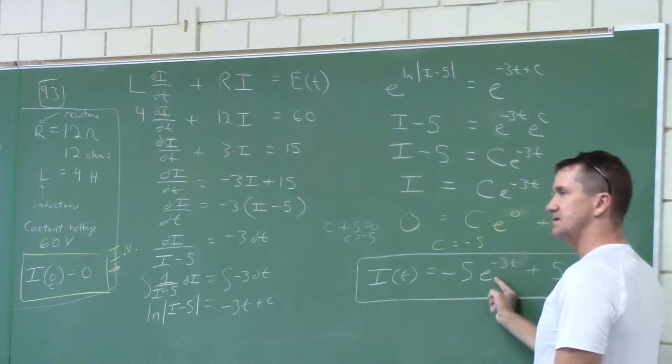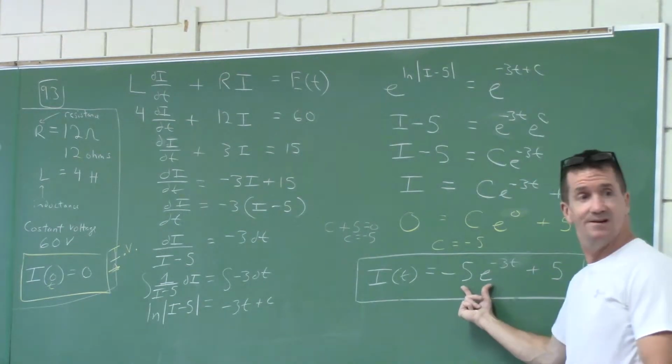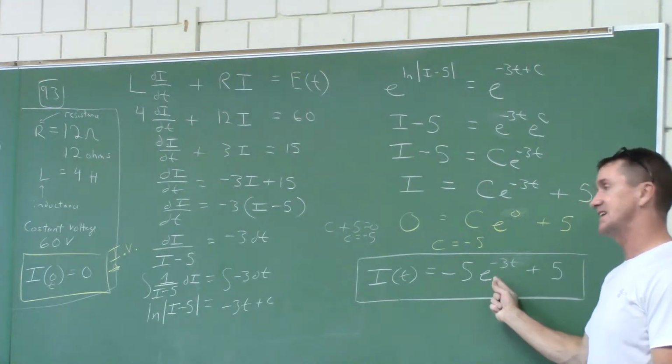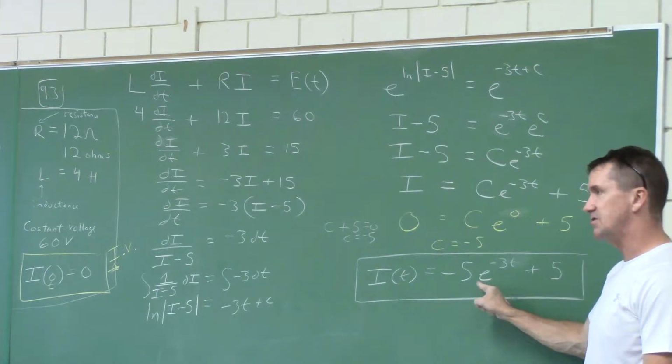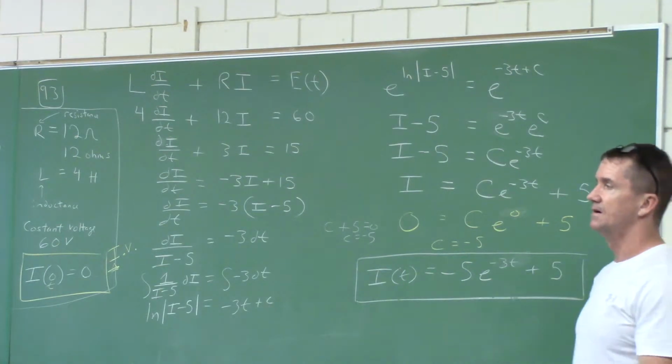So what would happen to this? That'll approach 0, right? Does everyone agree? Excellent. e to the negative 3 times infinity is approaching 0, 0 plus 5. What's this heading towards? 5 amperes.